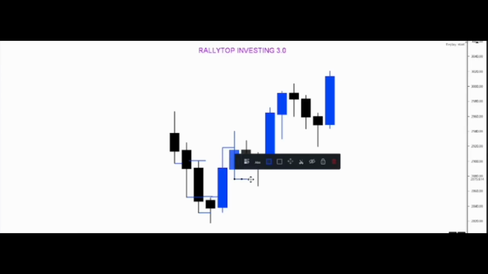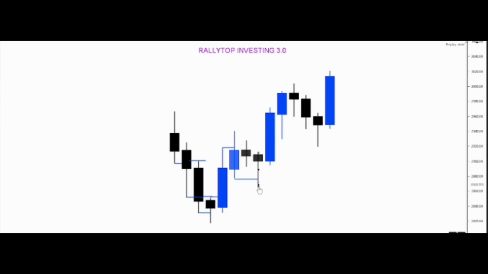This candle took out this previous candle low, daily candle low. It took it out with a candle wick. Once you find this, that tells you that price is most likely to start going higher. So you want to go to your lower time frame and look for opportunities here.